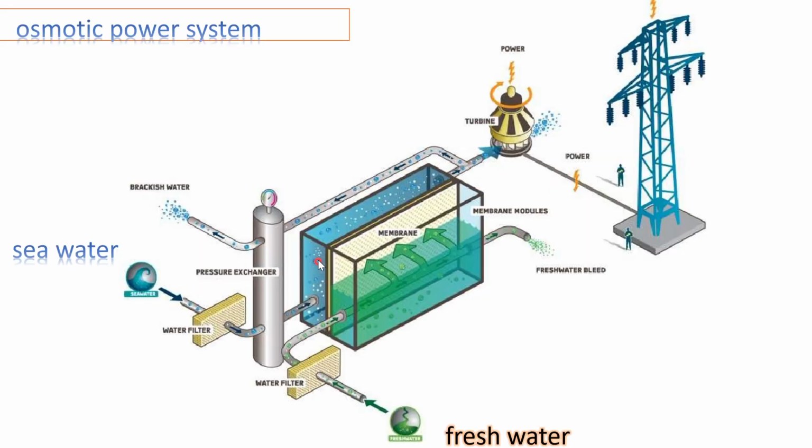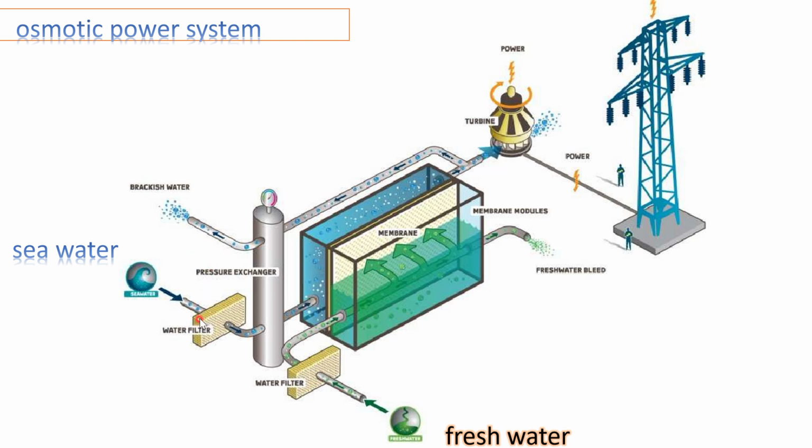Let's see. Here we draw a system of how the osmotic power system works with the mixing of river water, like fresh water, and sea water, like salt water. After the mixing, that creates electricity. We will discuss these things.